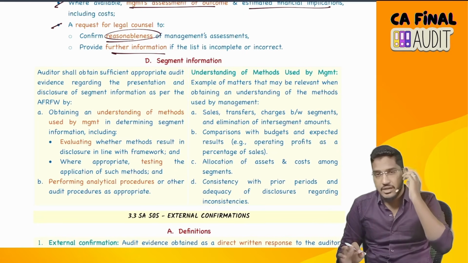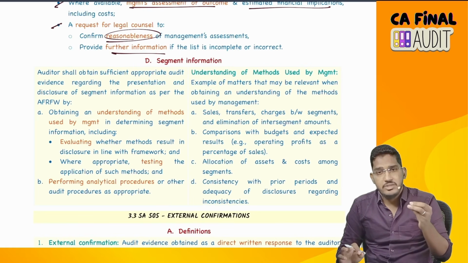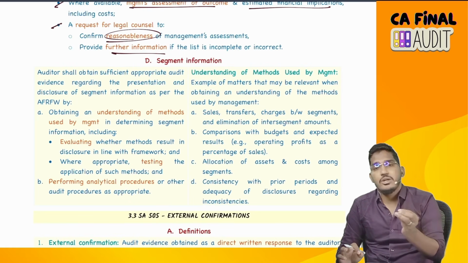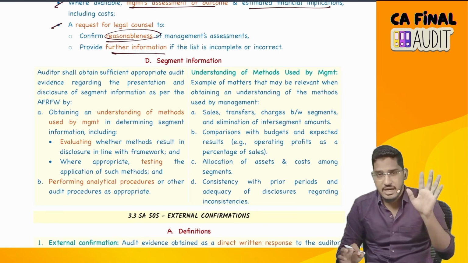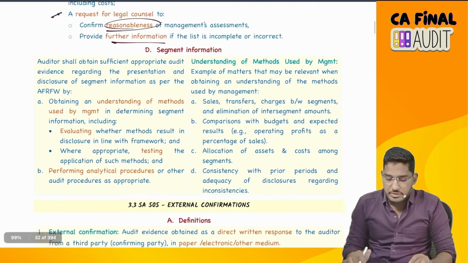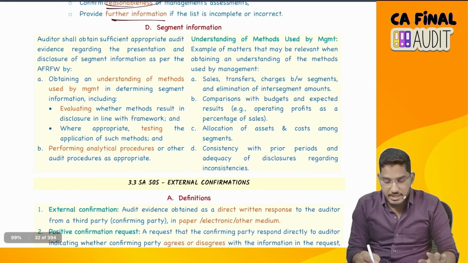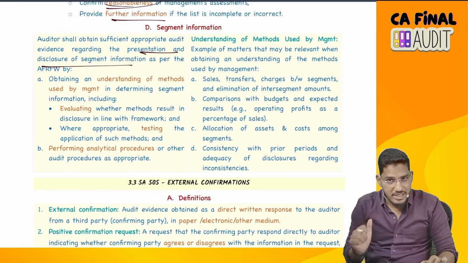Because in the accounting standards or Ind AS, they have given guidance on how to identify the segments. They have suggested some methods and some calculations. So you need to understand whether management has identified the segments by following all the requirements given in the accounting standards. That's what they try to say here. So as an auditor, you should try to obtain evidence regarding presentation and disclosure of segment information.